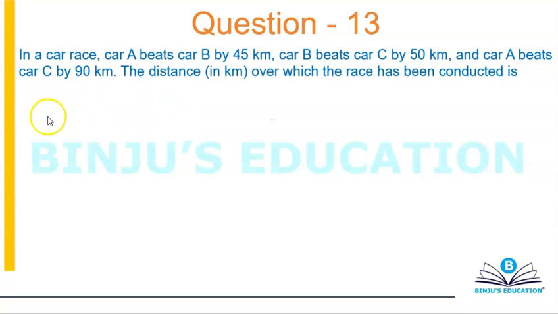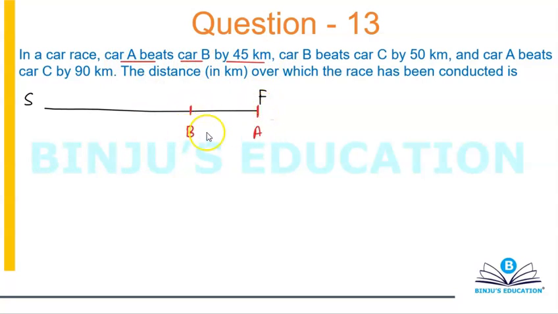So let's say this is the starting point, this is the finish point. Car A beats B by 45 kilometers. That means when car A reached here, B must have reached someplace here. Let's consider the entire distance to be D. So this is 45 because car A beats car B by 45. So when car A was on the finish line, car B was 45 kilometers behind car A.